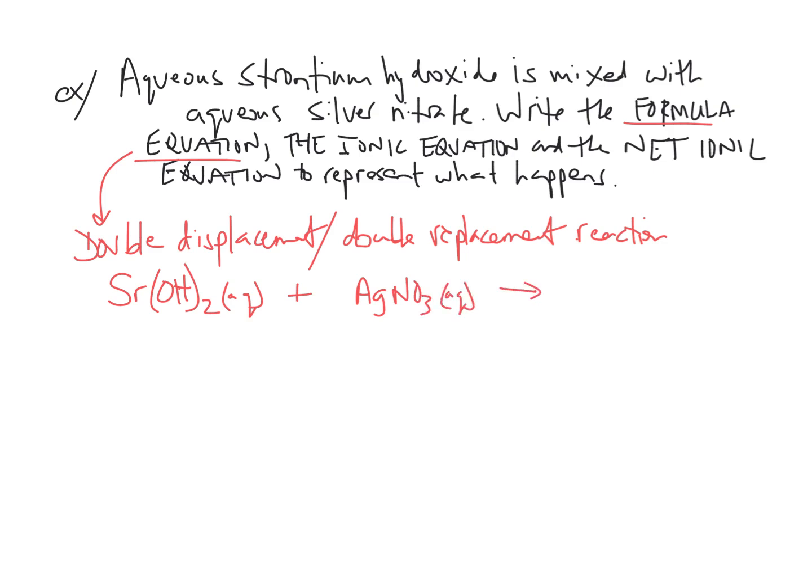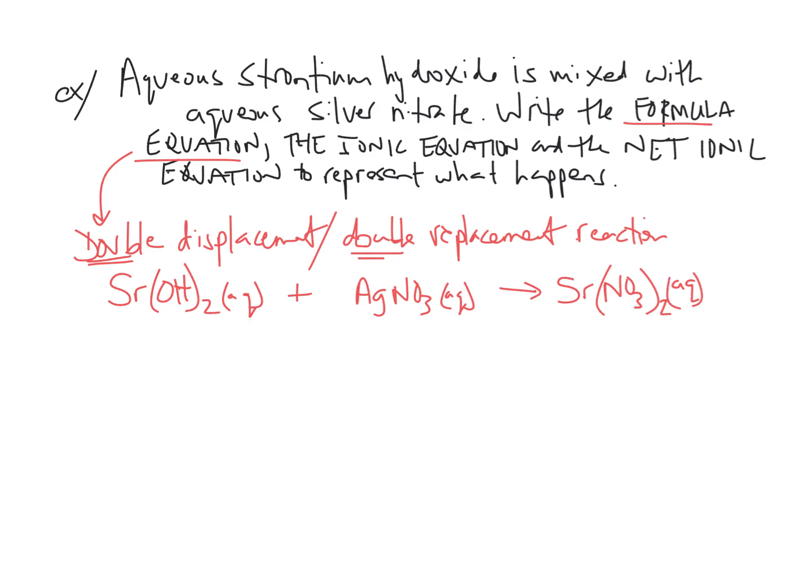And then the products they're going to make, whenever it's a double displacement or a double replacement, they basically swap anion for cation. So we're going to have strontium nitrate here. So we'll need 2 nitrates for that. There we go. And that would be aqueous.